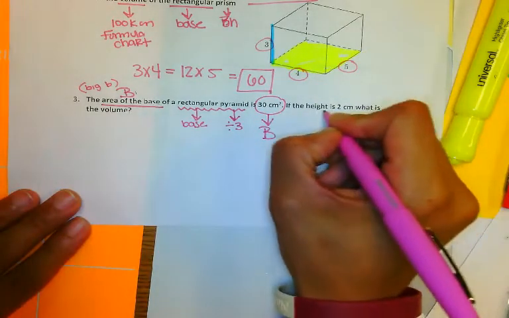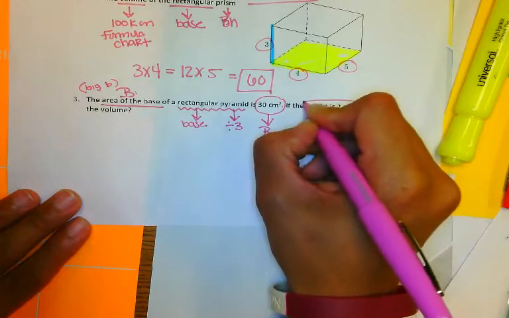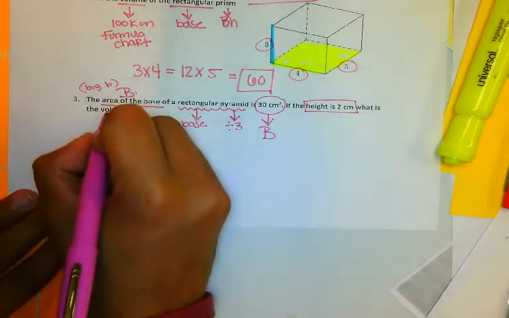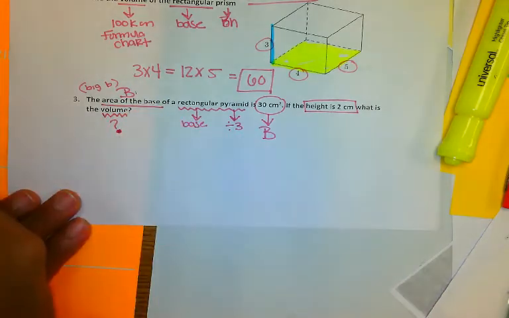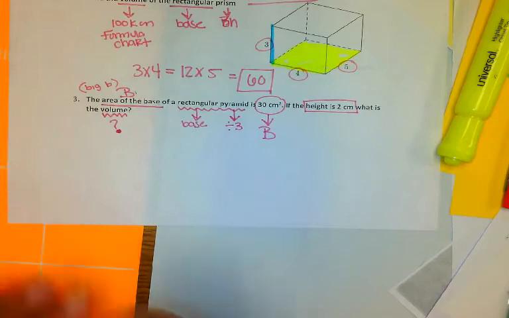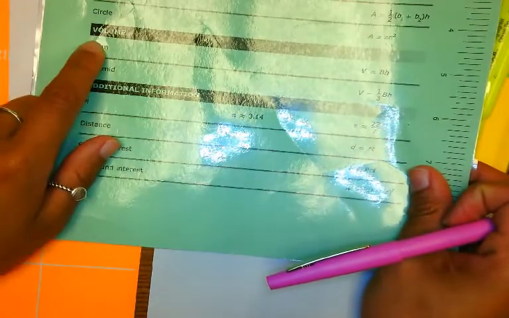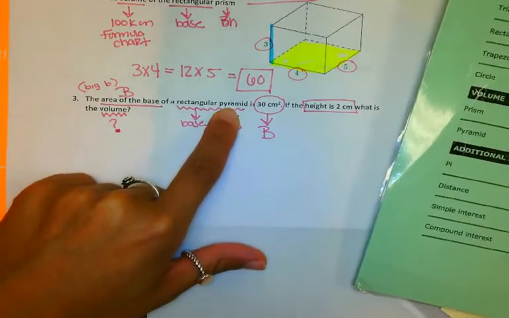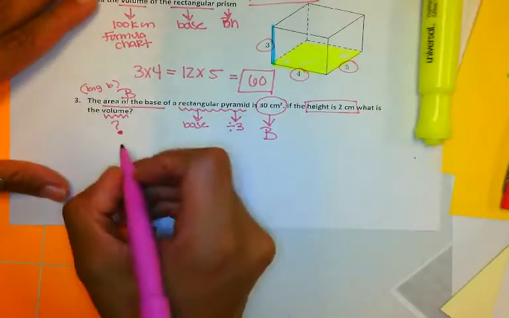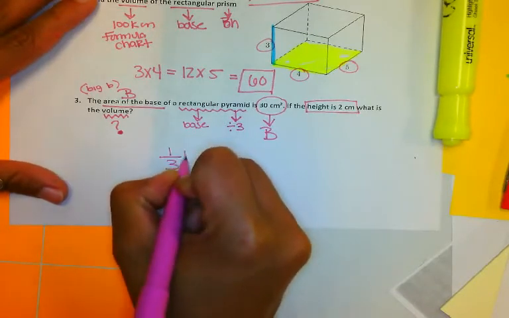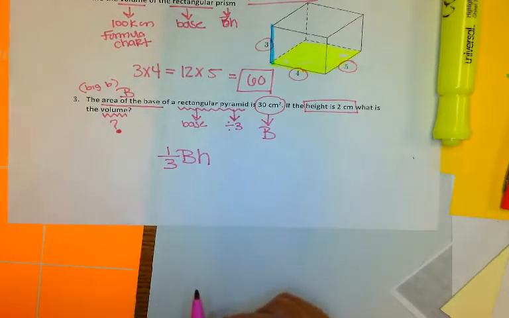If the height is 2, oh, I need that. That's really important. Height is 2. What is the volume? This is my question. Well, let's look at it. I know that I'm looking at volume. Volume of a prism or pyramid, I have to choose. I choose pyramid because that's in my question. So I go to pyramid. My formula, 1/3 big BH. I'm going to write that so I don't forget. 1/3 big BH.